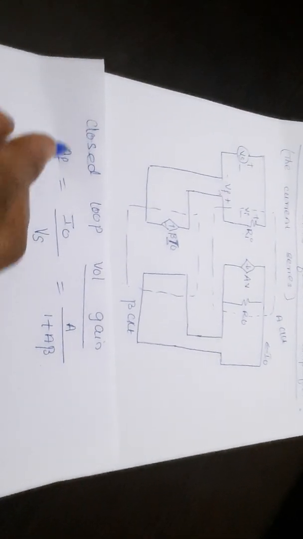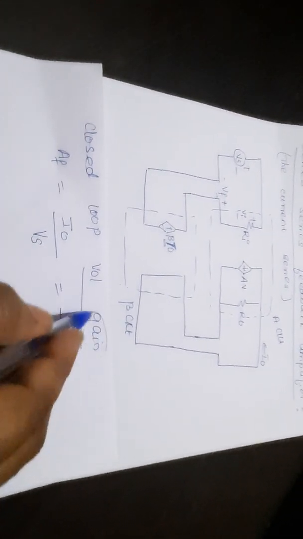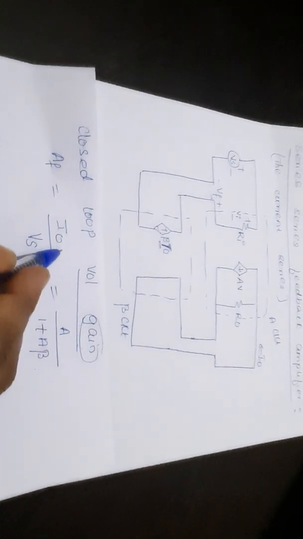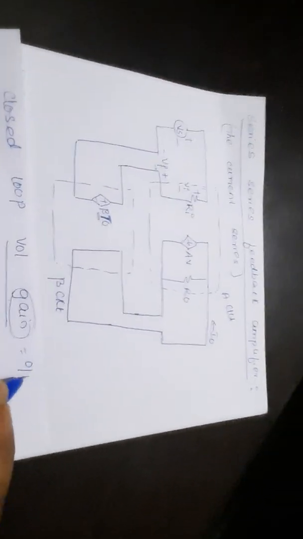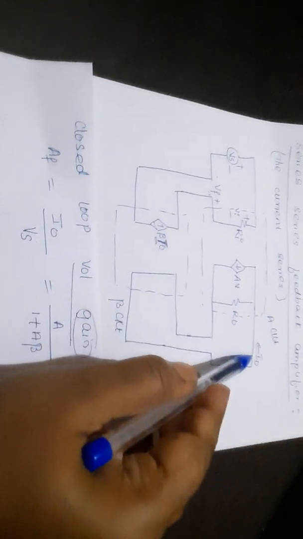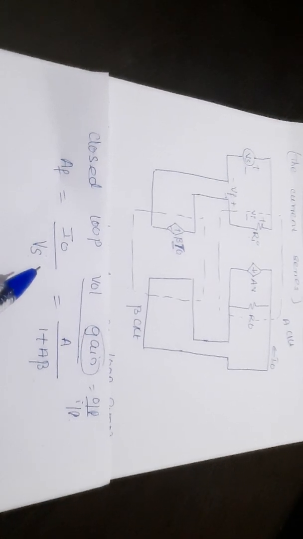I'll repeat once again. We are finding the closed loop voltage gain. Gain becomes output divided by the input. For this block diagram, the output is current I0 and the input is Vs. So we write I0 upon Vs.